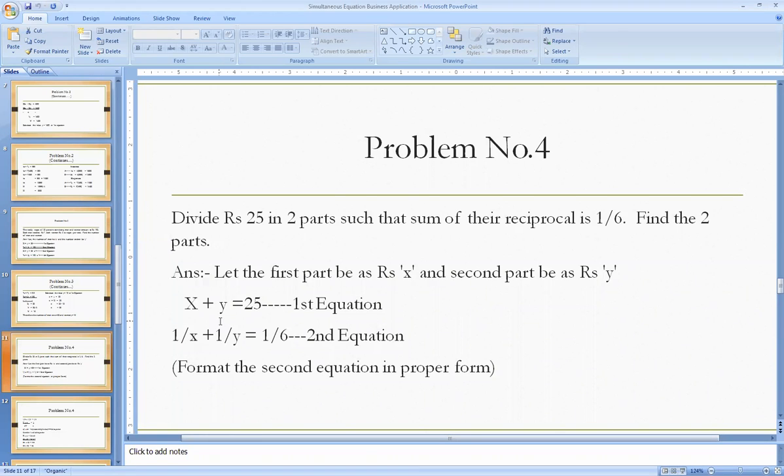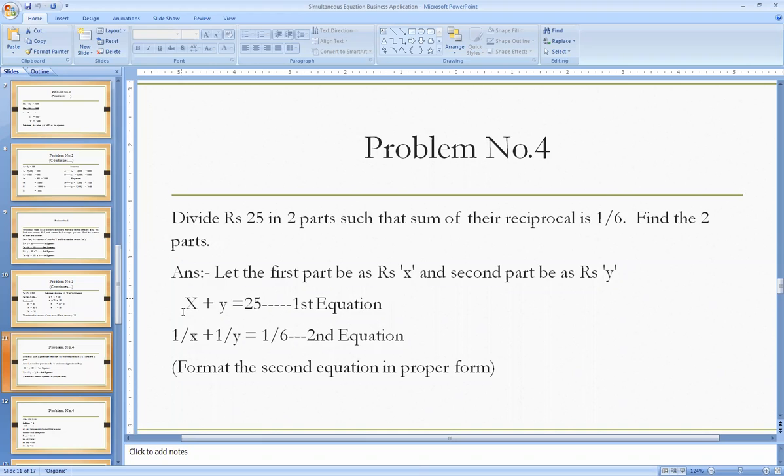Now we have to frame the equation with the help of this sentence. Divide 25 into two parts means whatever the value 25 is, it has to be shared between x and y. So x plus y is going to become 25. And the sum of their reciprocals. Reciprocal value means, if 6 is the value, the reciprocal value will become 1 by 6. If x is the value, the reciprocal is going to become 1 by x. If y is the value, the reciprocal is 1 by y. So here they have given the sum of their reciprocals, not the values of x and y that we are going to assume.